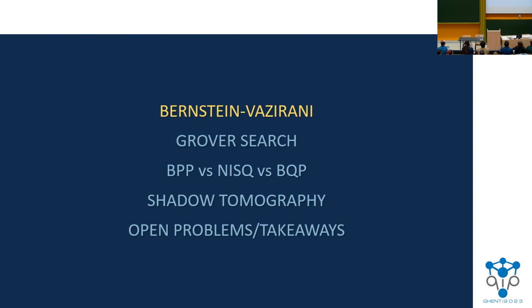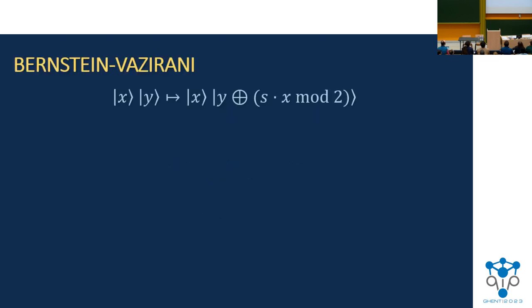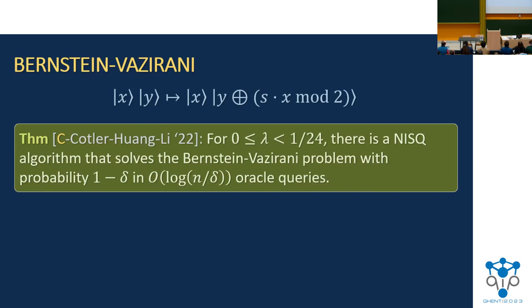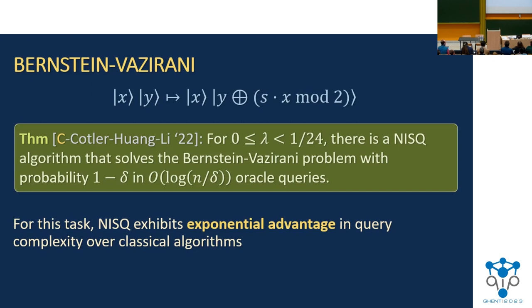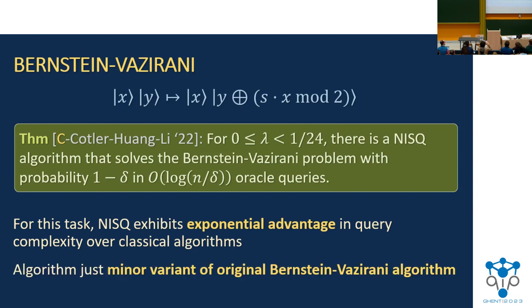Let's start with Bernstein-Vazirani, and this one is fairly clean. Recall in Bernstein-Vazirani we have some unknown linear equation mod 2, specified by some vector in Z_2^n, we'll call it S. What we show is that with the NISQ algorithm, you can still solve the Bernstein-Vazirani problem with high probability using essentially log n many Oracle queries. Contrast this to the separation that we know for BPP versus BQP, where classically you'll need n Oracle queries to solve a linear system over Z_2^n. In contrast, quantumly constant many queries suffice. But the takeaway here is that NISQ actually exhibits an exponential advantage for this particular problem, and in fact the algorithm is just a minor post-processing on top of the original Bernstein-Vazirani algorithm.